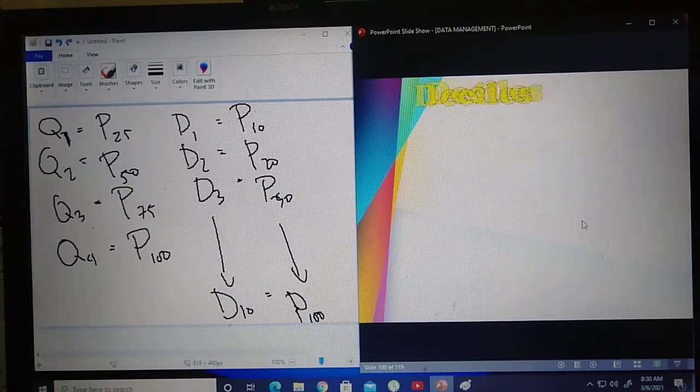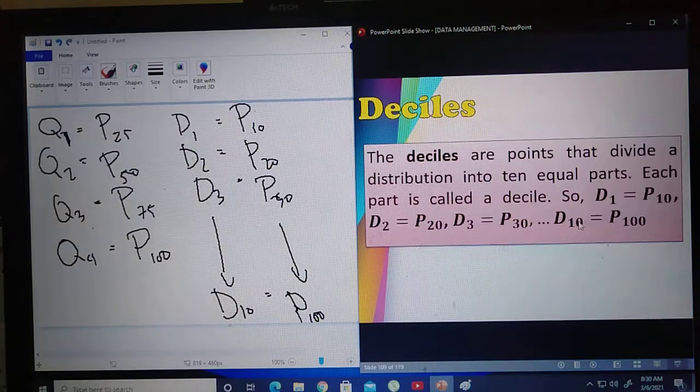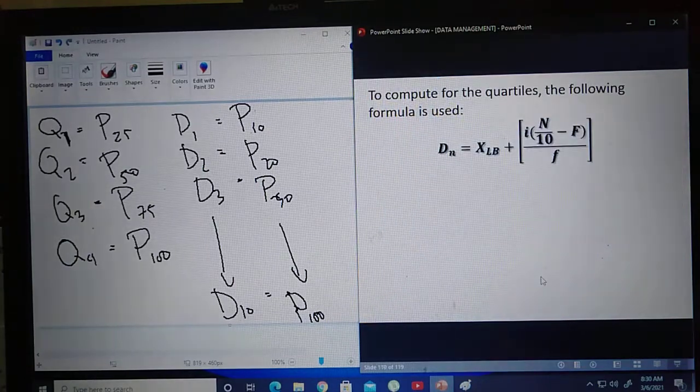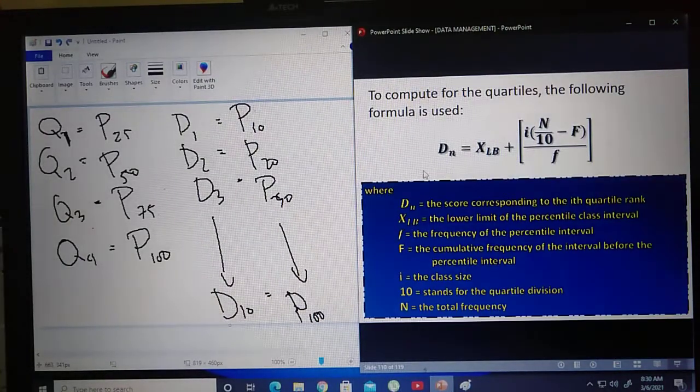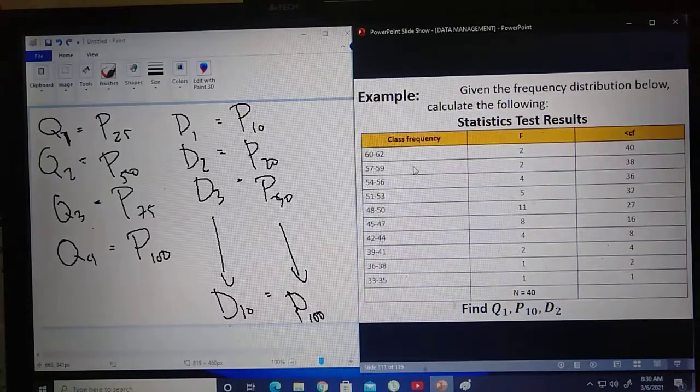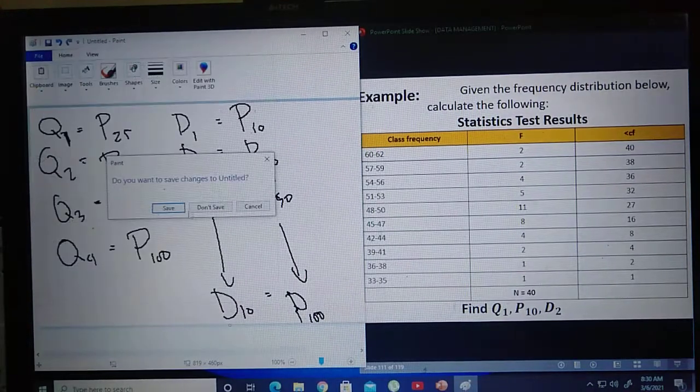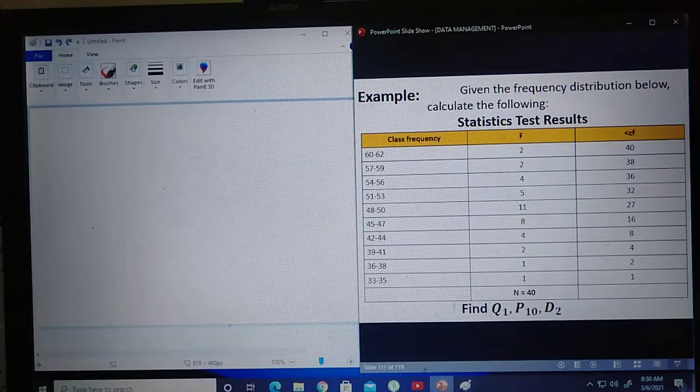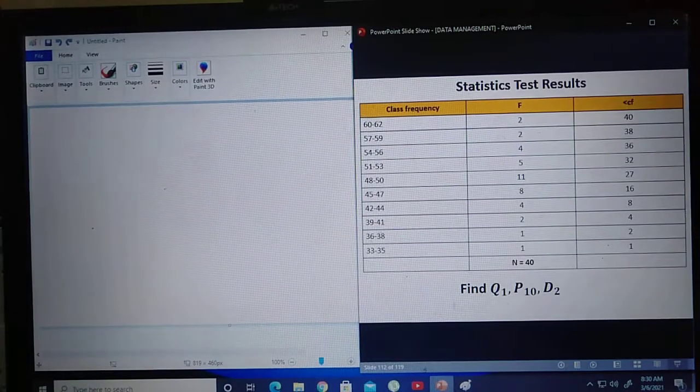Next. Ayan, decile. Sabi ko kanina, points divided into 10 equal parts. So D1, D2 hanggang D10. So that's the formula, but sabi ko nga, we will just use the formula for percentile. Pero yan pa rin yung formula. Ayan, ganun pa rin. For example, hanapin natin ang Q1, P10, and D2 using the formula for percentile. Okay, we're looking for Q1, P10, and D2.